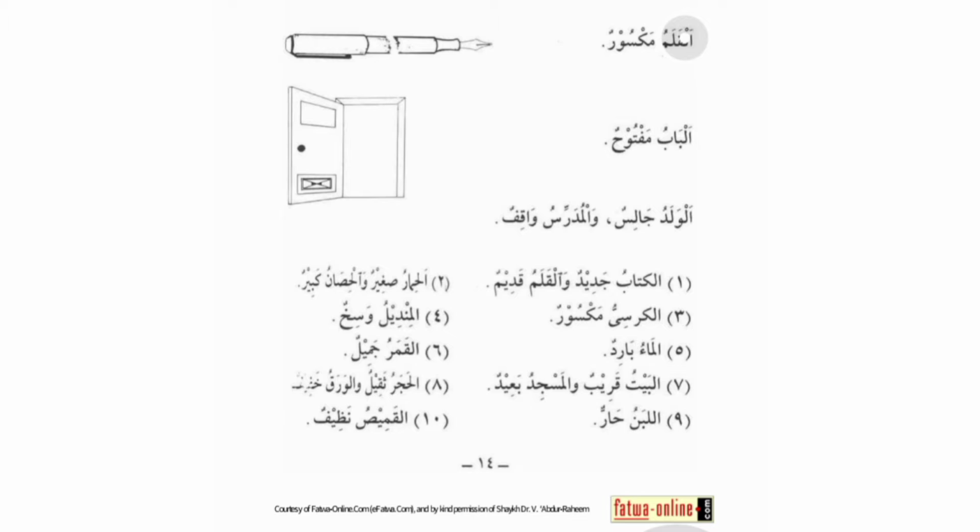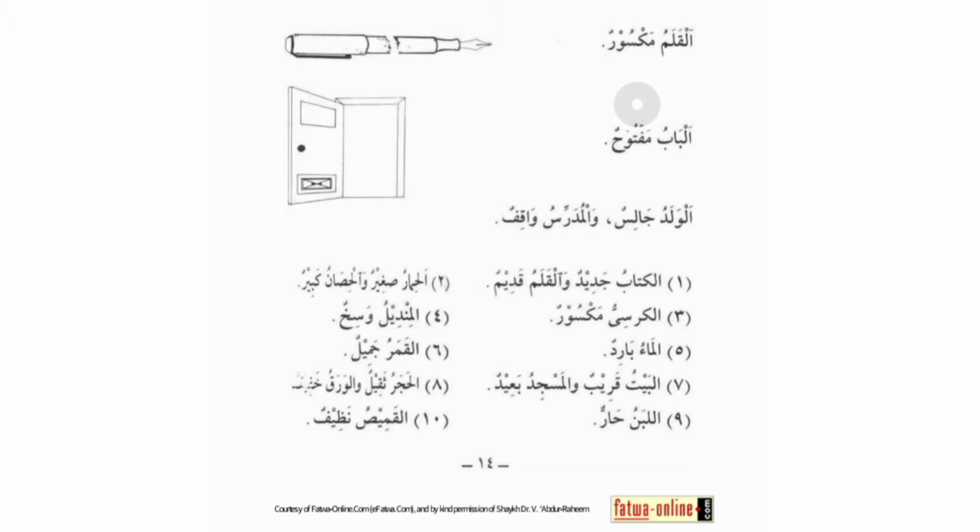The word maqsur means when something is broken, right? And al-babu maftuh. The door is opened, okay? And al-waladu jalis wal mudarrisu waqif. The boy is sitting and the teacher is standing. Normally, inshallah, I would have gone through the roots of all of these words, like maqsoor and maftuh and jalis. But because we're all beginners, we're just starting, going into the roots of these words will take us a long way, so it's best I skip it a little bit.